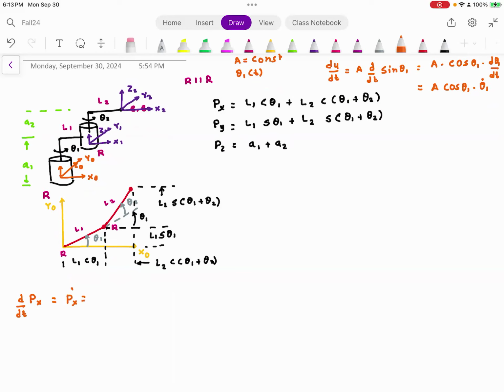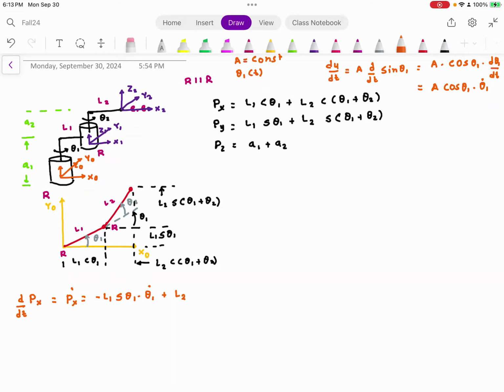L1 is a constant, so L1 comes out of it. The derivative of cosine theta is minus sine theta 1. Derivative of theta 1 is theta 1 dot. Are you with me? Next step, I have L2. L2 is a constant that comes out. I have cosine theta 1 plus theta 2.